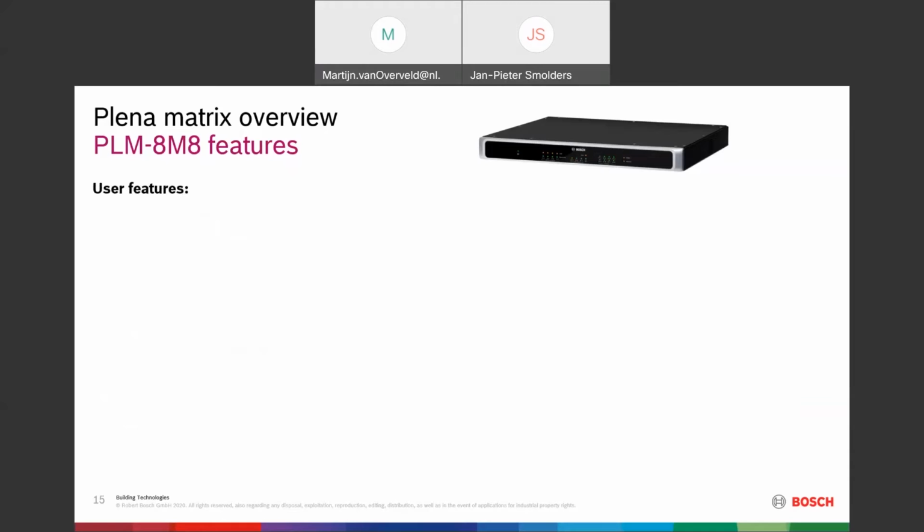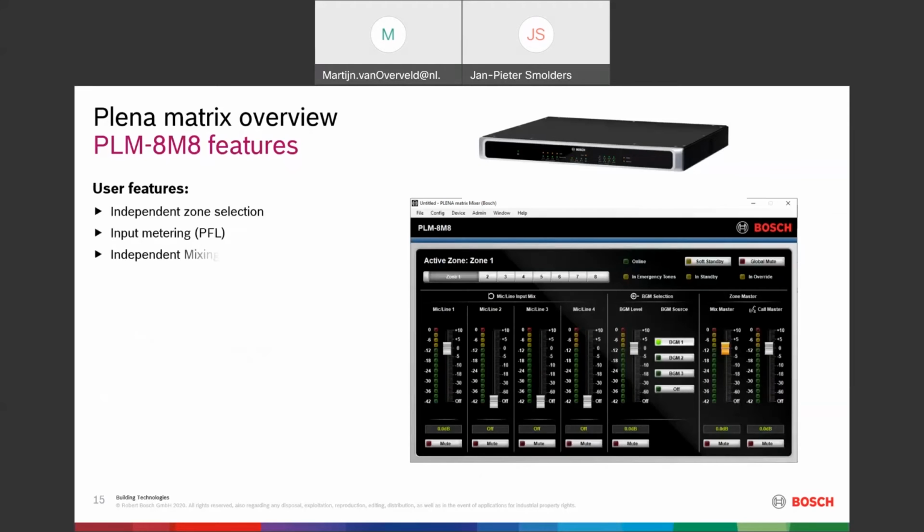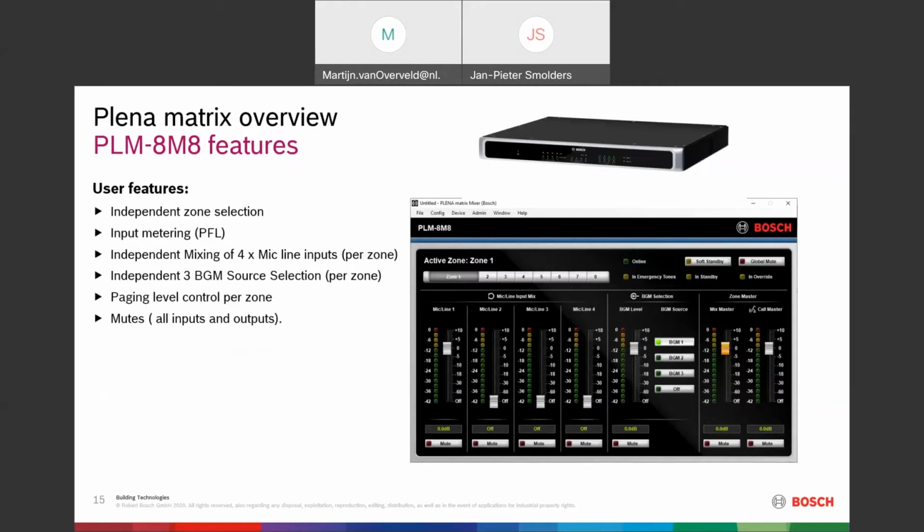Now, some user features of the mixer. You can have independent zone selection. You can see here on the top, you select the zones here, 1 to 8. You can also give them names. So maybe that makes more sense that you say here, this is the restaurant, this is a bar, etc.